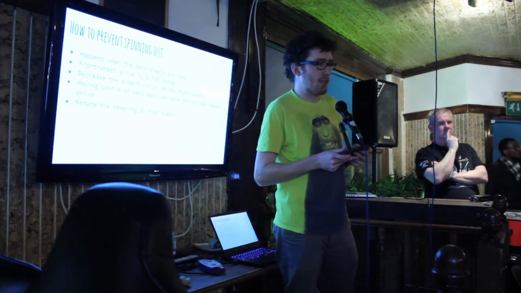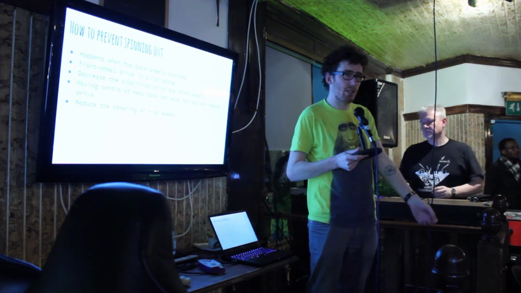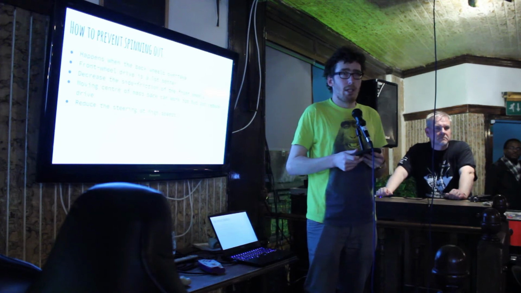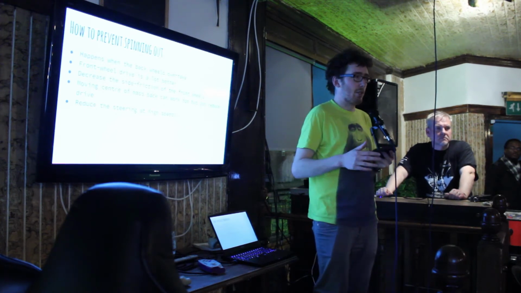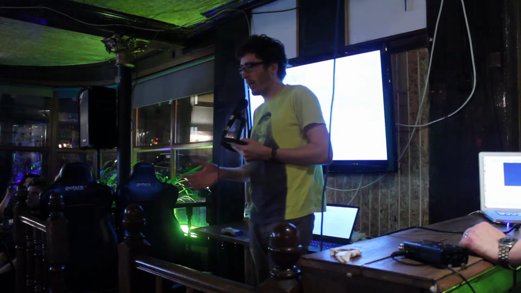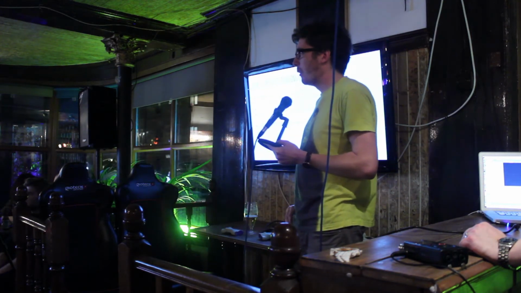Playing around with the centre of mass. I did play around with lots of different positions for the centre of mass. You can change that, obviously, in your rigid body. Moving it back a little bit can help reduce spinning out, but I found that it also affected the steering, like how effective the steering was, more than changing the side friction.